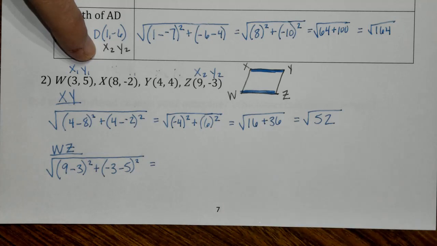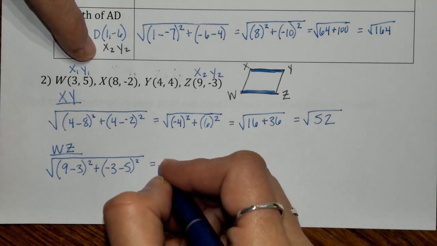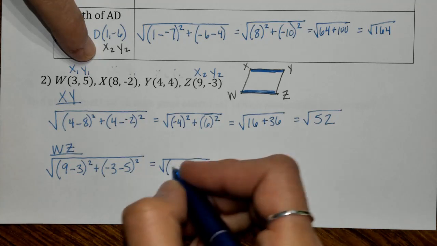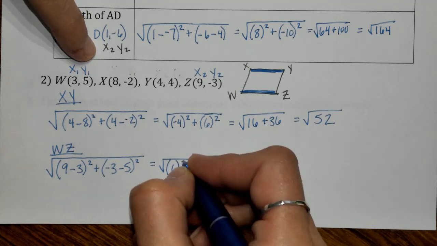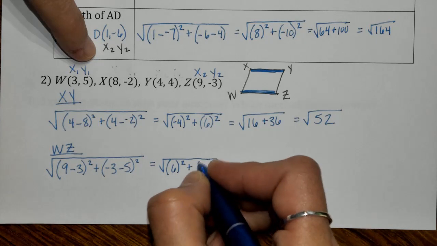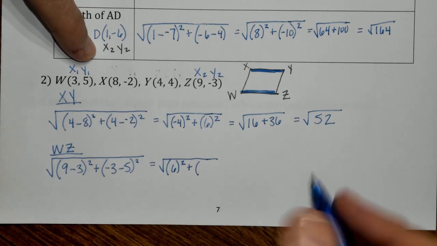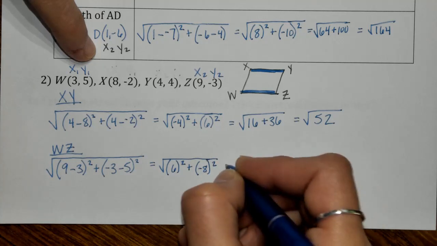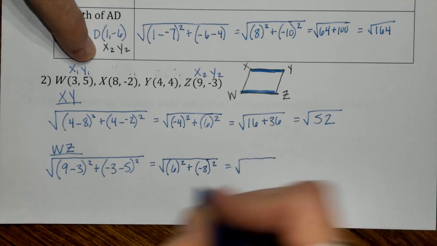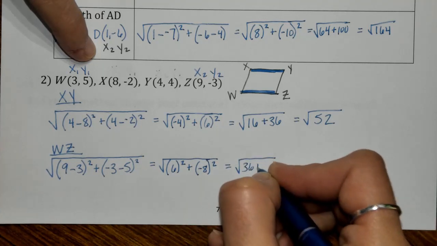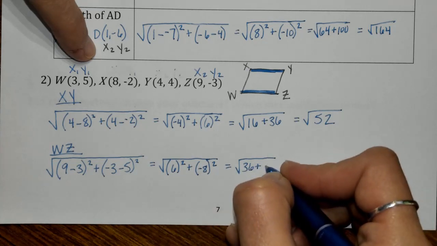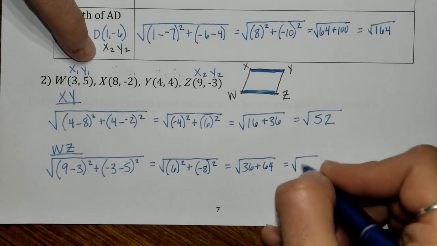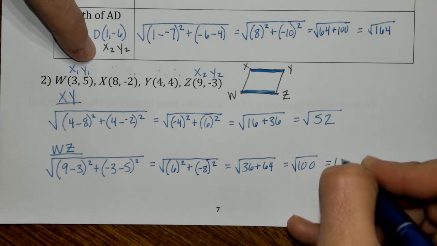Again, pause it, please. Do the math on your own. You can do it. 9 minus 3 is going to give you 6, positive 6 squared, plus we're going to take the negative 3 minus 5. We're going to end up with a negative 8 squared. Go ahead and square 6 to get 36. Square negative 8 to get a positive 64. It's going to be the square root of 100, which is a perfect square.